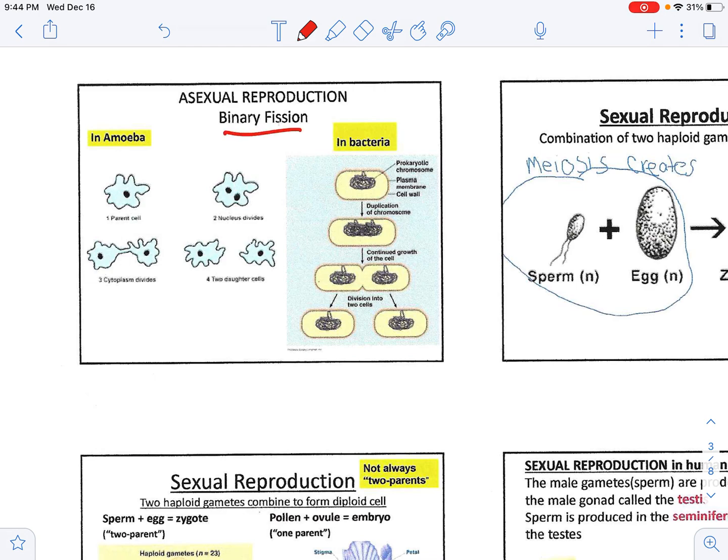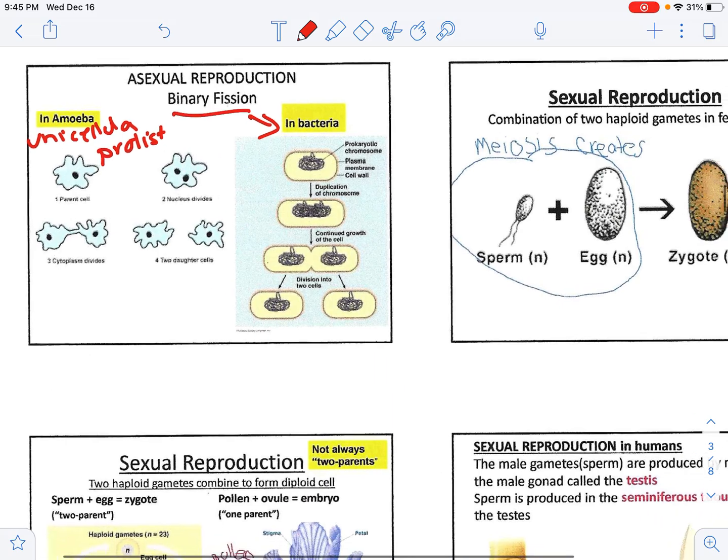Asexual, binary fission. Remember when we did, that's how when a bacteria cell divides, we call it binary fission. An amoeba is also a unicellular organism, it's a protist, it's not a bacteria, but it just divides in half to reproduce. And so that's called binary fission.